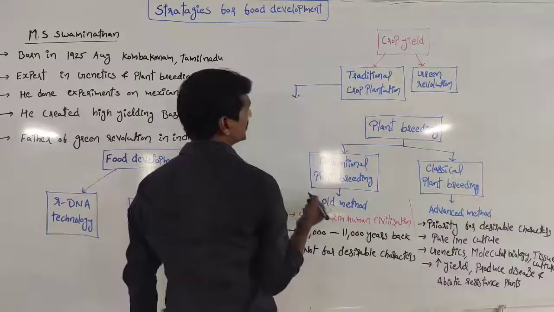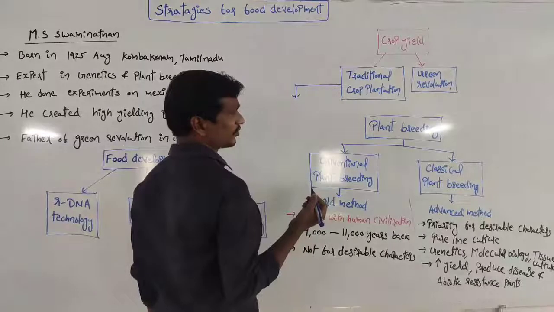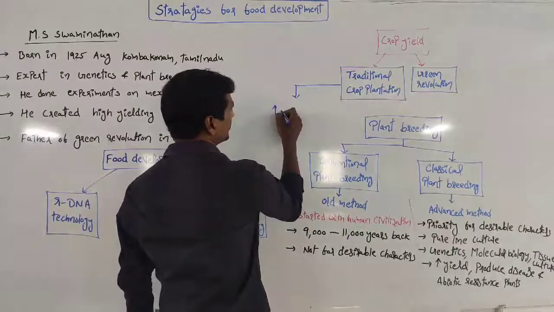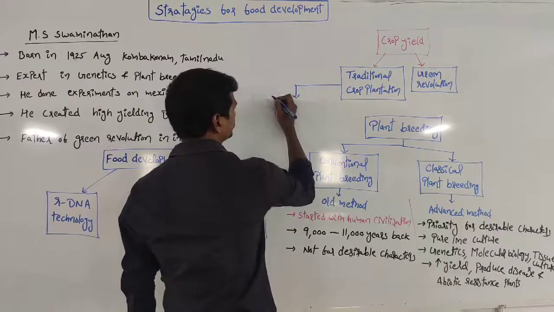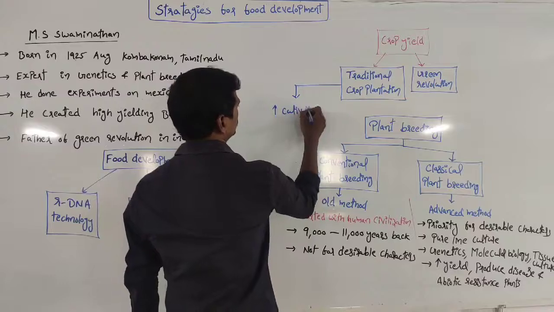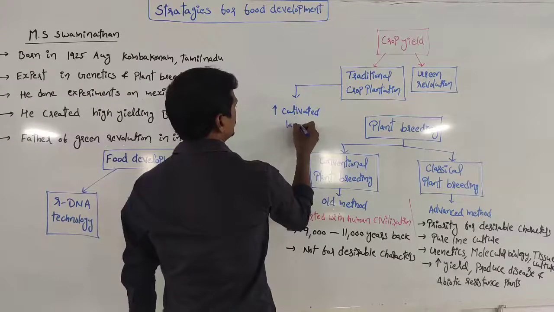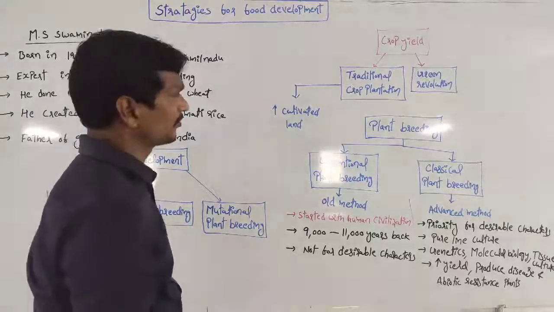Within the traditional crop plantation process, the way to increase production is to increase the cultivation area, increase the cultivated land. So that is about the traditional crop plantation.